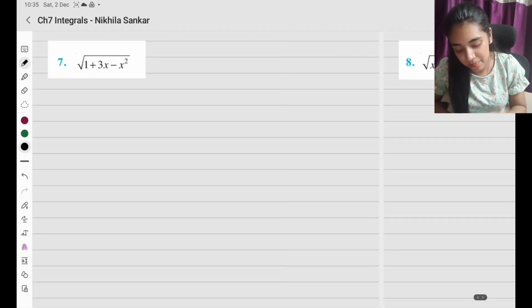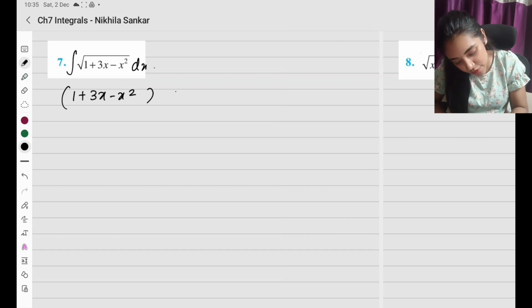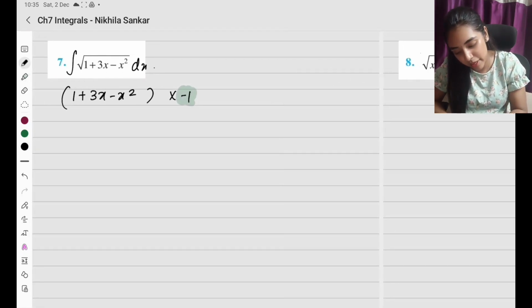Question number 7. Again, integral times dx. So 1 plus 3x minus x square. So for simplicity, I am multiplying by minus 1. Remember to divide by minus 1 later.